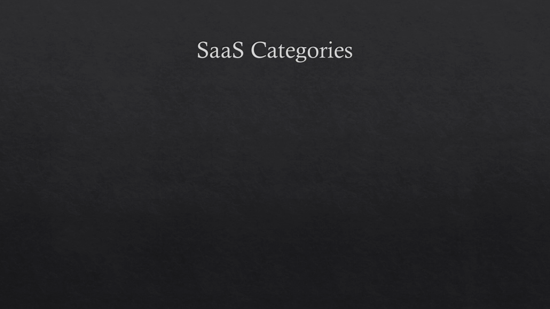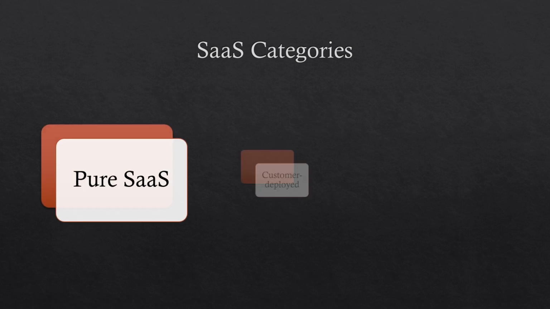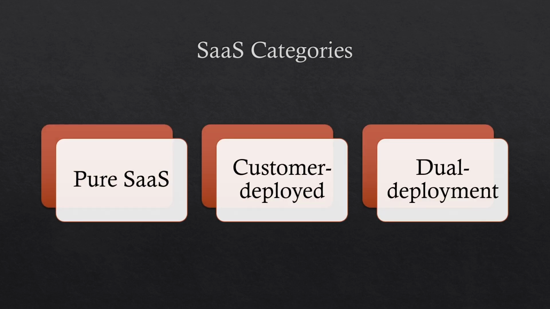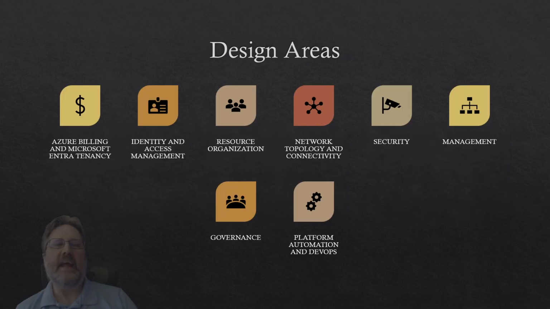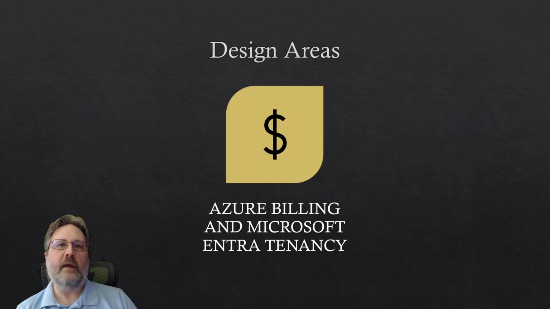So that's the three basic SaaS designs: pure SaaS, customer deployed, and dual deployment. But how does that relate to the 8 design areas mentioned before? I'm going to take some time to go through this in detail now. First, we're going to start with the Azure billing and Microsoft Entra tenancy.